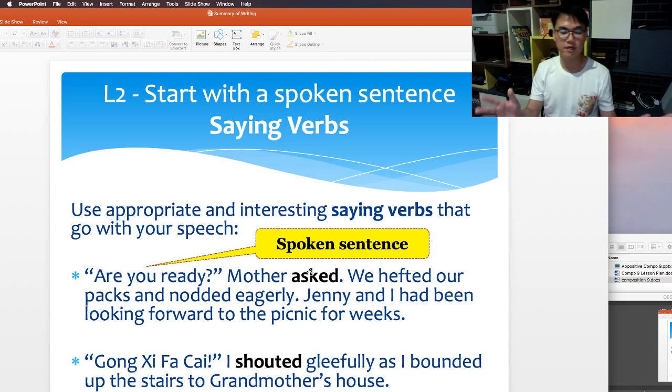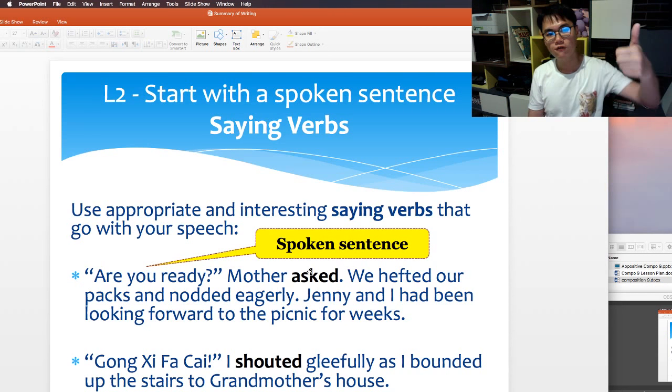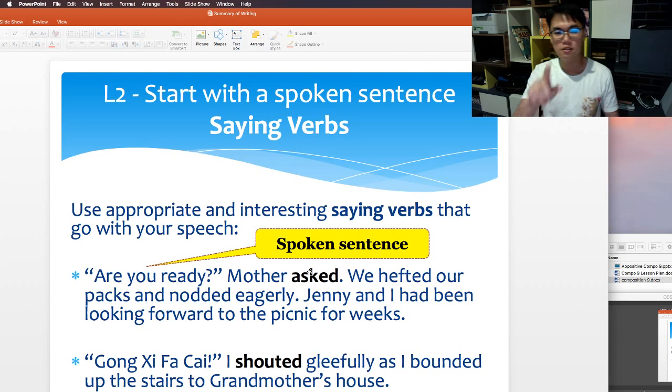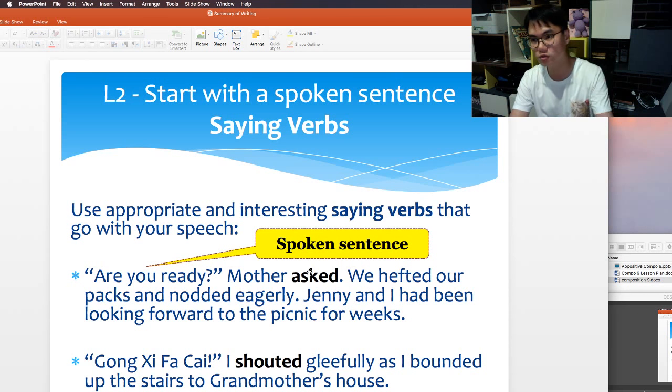So big difference, that's right, Martin, it's a very big difference. So first one, subordinate clauses. Second one, saying verbs. Let's move on to the third one now.